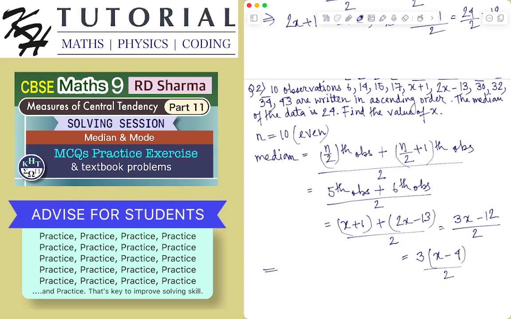Now the median is given in the problem to be 24. So we have 3 multiplied by (x minus 4) divided by 2 is equal to 24. This implies x minus 4 is equal to 24 multiplied by 2 divided by 3, which is 16. So this implies x is equal to 16 plus 4, which is 20. So the value of x is 20. Okay. Let's see the next problem.